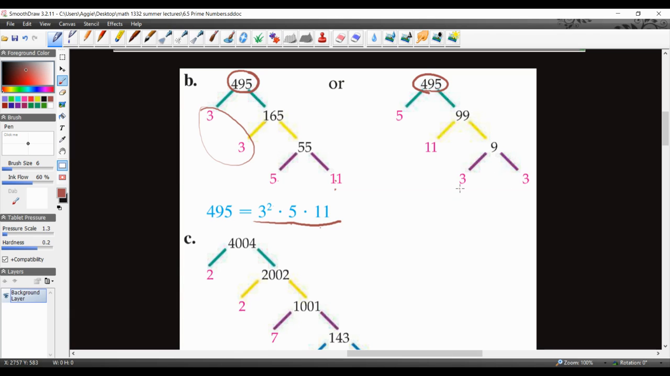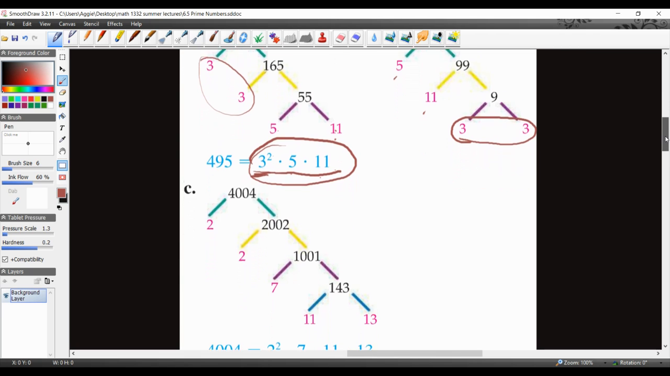You can see that we still have our two threes right here. So we still have our 3 squared. We still have the 5 and the 11. So regardless of how you factor, as long as you're factoring correctly, you will get the same prime factorization here. And that's what this theorem is telling us.